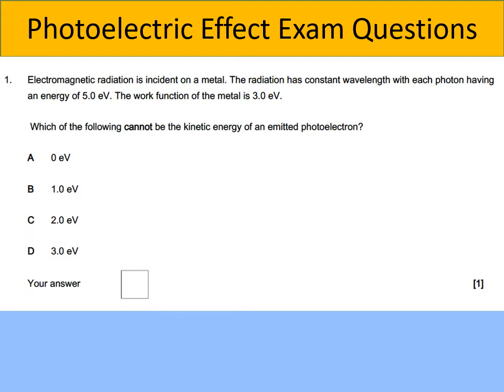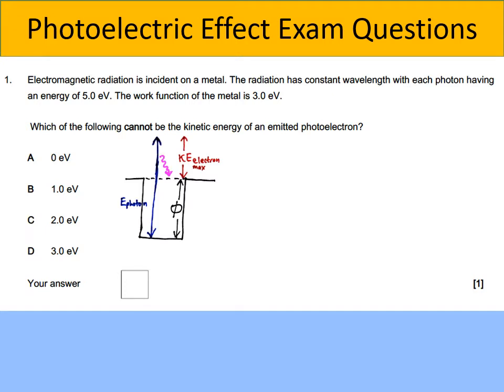One of the other pieces of advice I'd give you is that you can underline key words as well, and you can underline key quantities. So here we have some key quantities: the energy of the photon and the work function of the metal. Both are in electron volts, so that's key. We don't need to change any of them into joules because they're both in the same energy unit. Which of the following cannot be the kinetic energy of an emitted photoelectron?